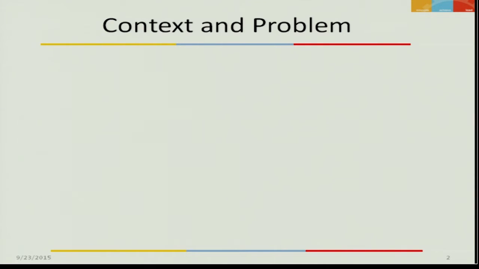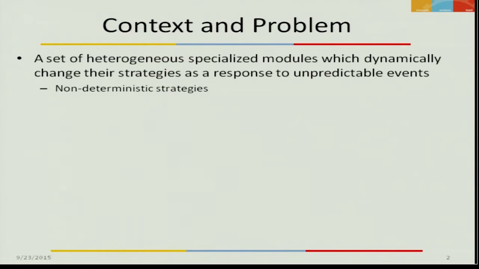So let's look at the context and the problem for blackboard architecture. Here, the requirement is a set of heterogeneous and really specialized modules, that's important, heterogeneous and specialized modules, which dynamically change their strategies. And why do they do that? Because they need to respond to some unpredictable events. So these are highly non-deterministic. The whole strategies are highly non-deterministic. The application really does not know what is that event based on which they need to respond.